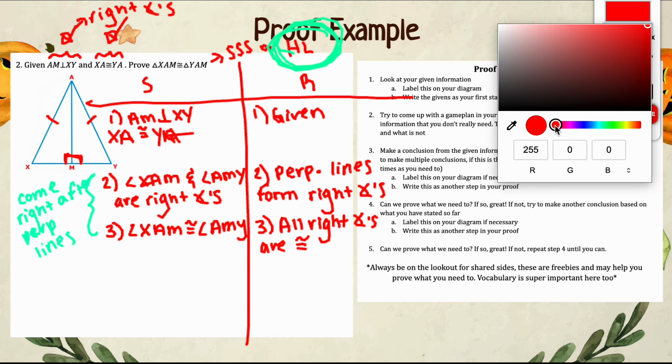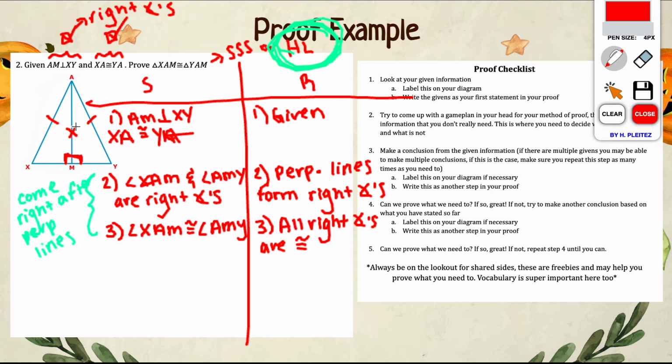Now I see this shared side here. I'm gonna address that, get it right out of the way. So, AM is congruent to AM, and that is because of the reflexive property. All right, now let's see. Can we prove what we need to prove?